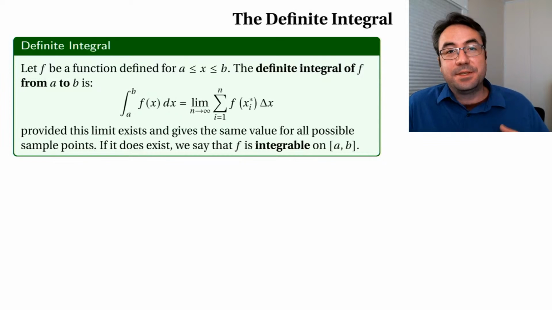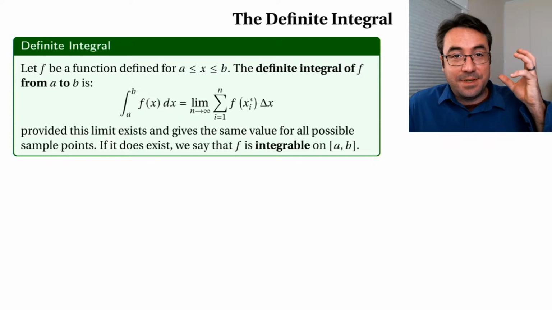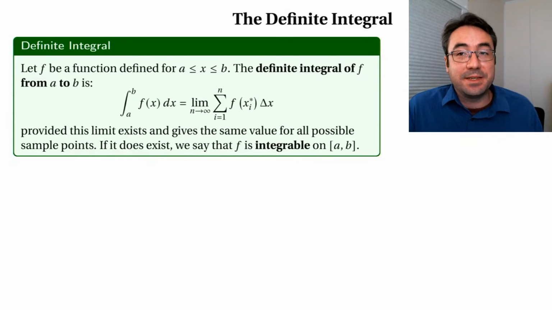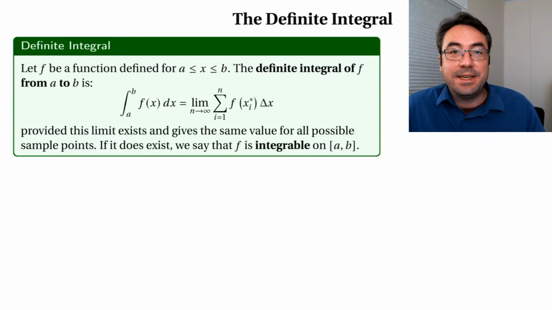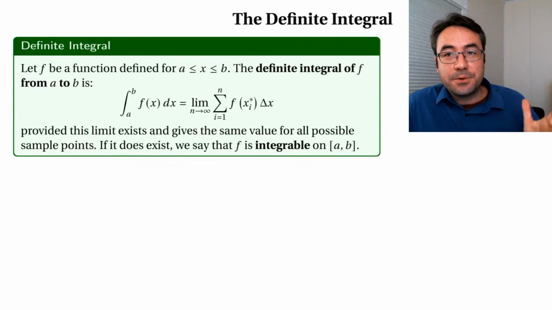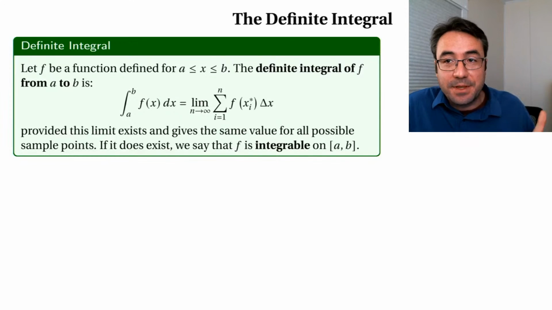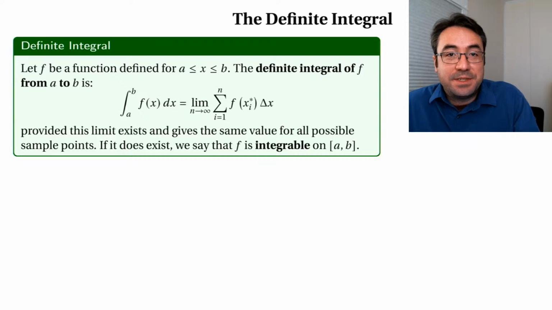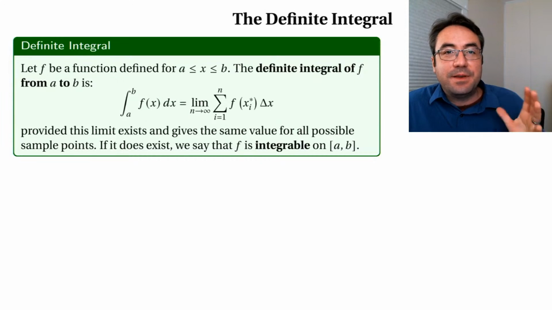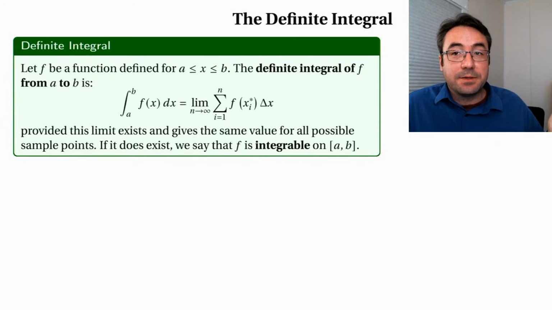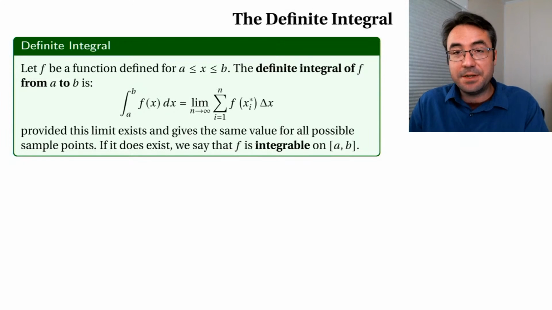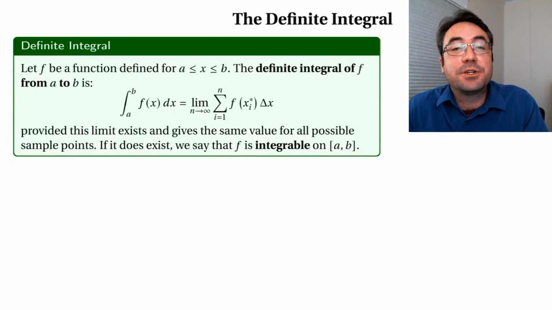And this definite integral exists provided that the limit exists and is the same for all of those sample points that we might choose: right endpoints, left points, midpoints, maybe something different. But for this definite integral to exist, the limit has to exist, and it doesn't matter which endpoints we use, left, right, midpoint, something else. And so if the limit does exist, then we say our function f is integrable over that interval from a to b.